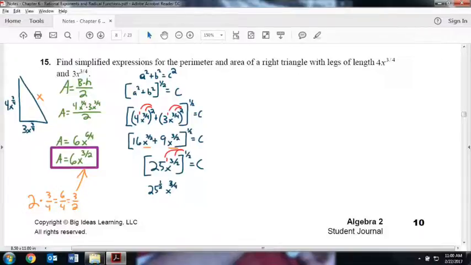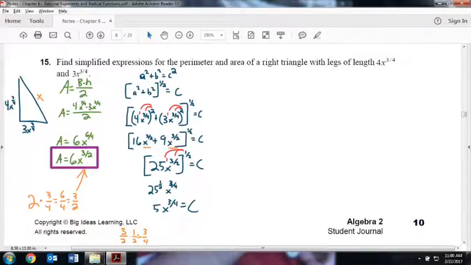Just as a reminder of how you do that, 3/2 times 1/2. Remember, just multiply straight across. 3 times 1 is 3. 2 times 2 is 4. So it's 3/4. And I can simplify 25 to the 1/2 as 5. So 5x to the 3/4 is my c value.